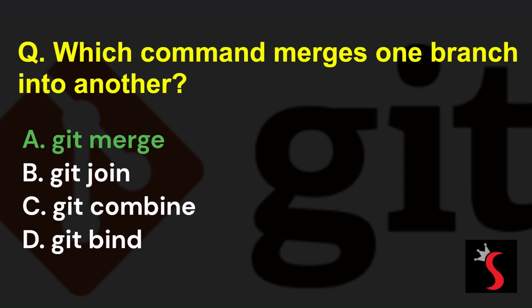And the correct answer is option A, git merge. Git merge will combine multiple sequences of commits into one unified history. In the most frequent use cases, git merge is used to combine two branches.